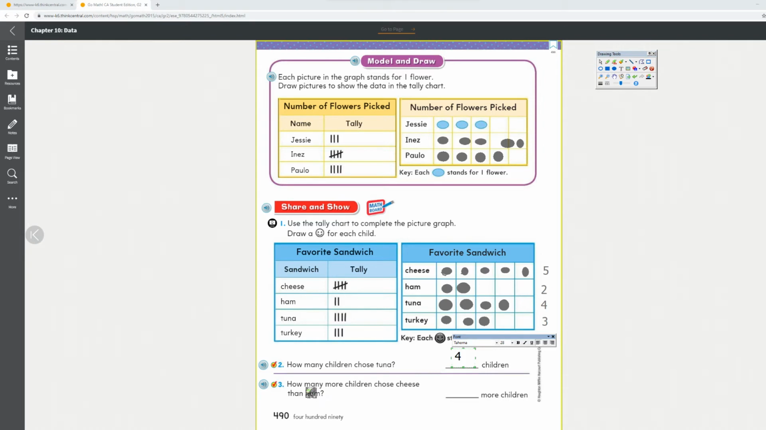For the next one, it's asking us for number 3, how many more children chose cheese than ham? Okay, so now we have to do a little bit of subtraction. So let's start with the bigger number, which is cheese, 5. So let's do 5 minus the ham, which is, how much do we have for ham? 2. So if we do 5 minus 2, and we can use our fingers to help us, take 5 fingers, subtract 2 fingers, we are left with 3. So 3 more children chose cheese than ham.